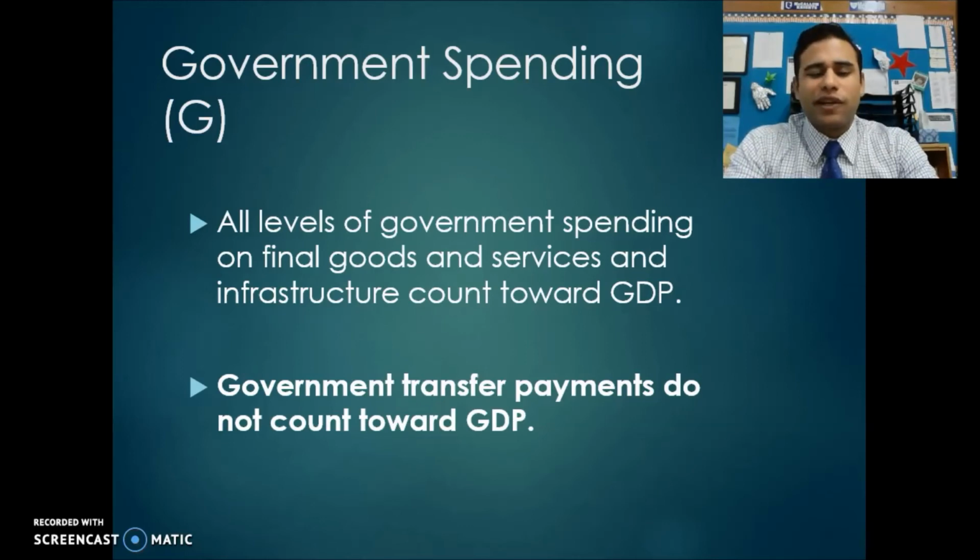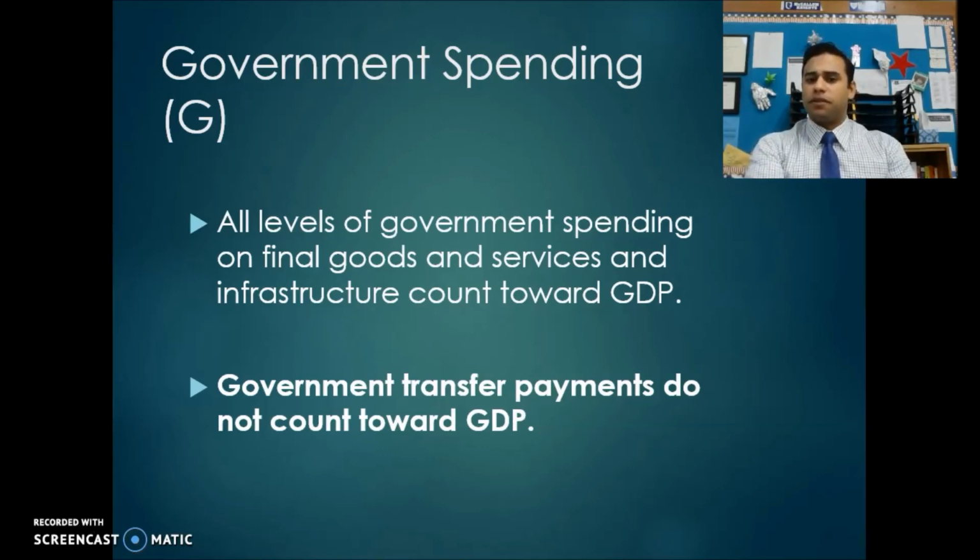Importantly, government transfer payments do not count towards GDP. And think back to our circular flow model when we learned what transfer payments were. Those things like social safety net stuff, Medicare, Medicaid, Social Security, Veterans Affairs benefits, things like that. Okay, so that's money that's being spent by the government, but is actually not counted towards GDP as government spending.